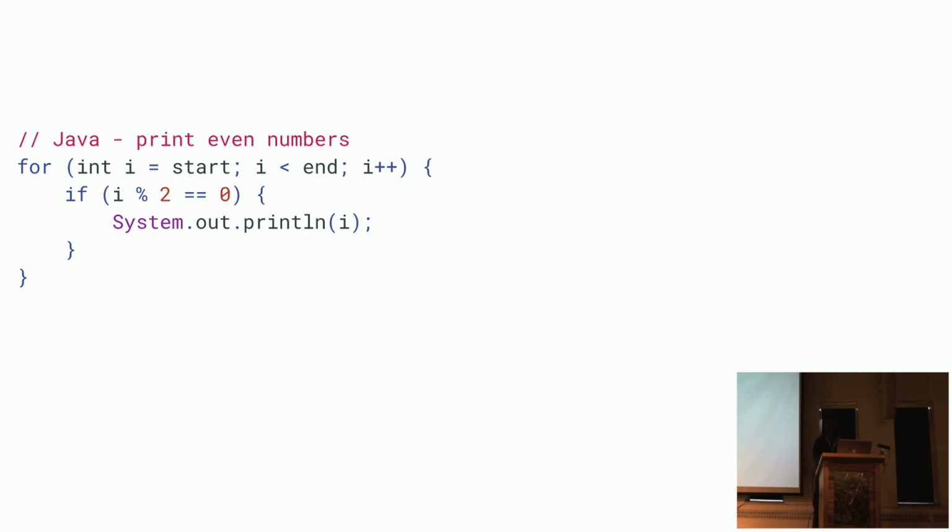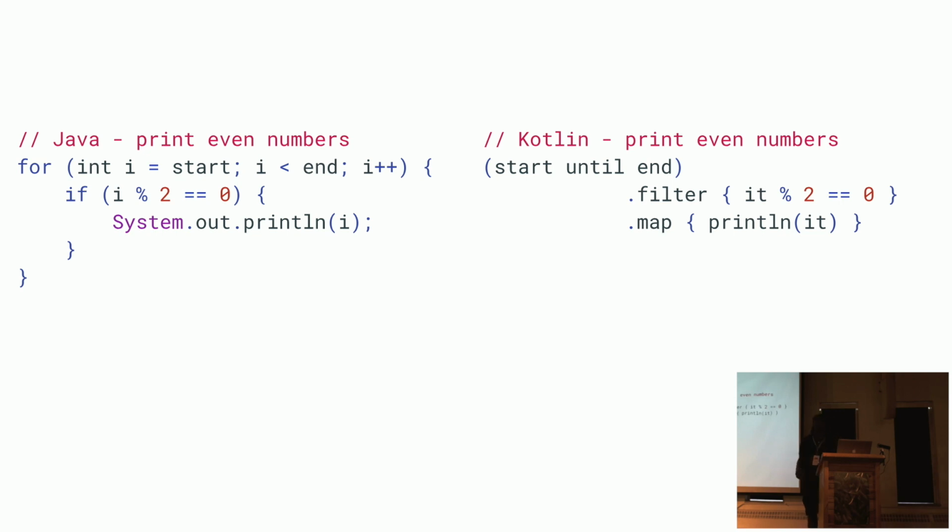For example, if you wanted to print the even numbers between X and Y, in Java you typically iterate through, use a for statement, and then you do: if this happens, then you print. If you had to do this in Kotlin or any other functional programming language, you would use a range function, and then a filter function, and then a map. This really reads just like English: start until end, filter where modulo 2 is 0, and map and print. It's very fluent.